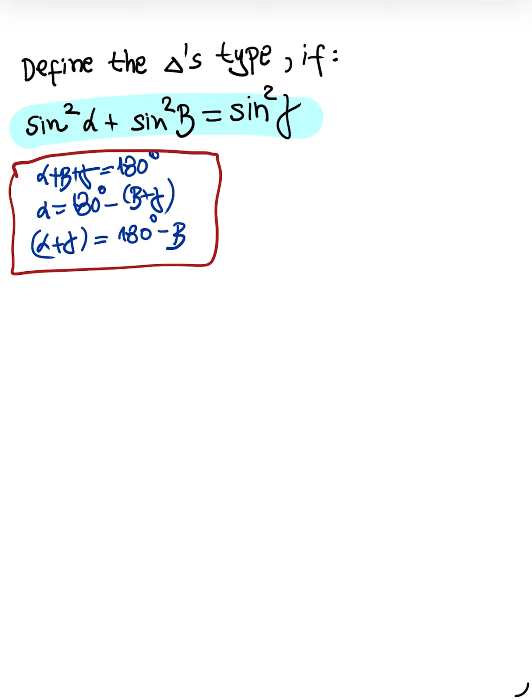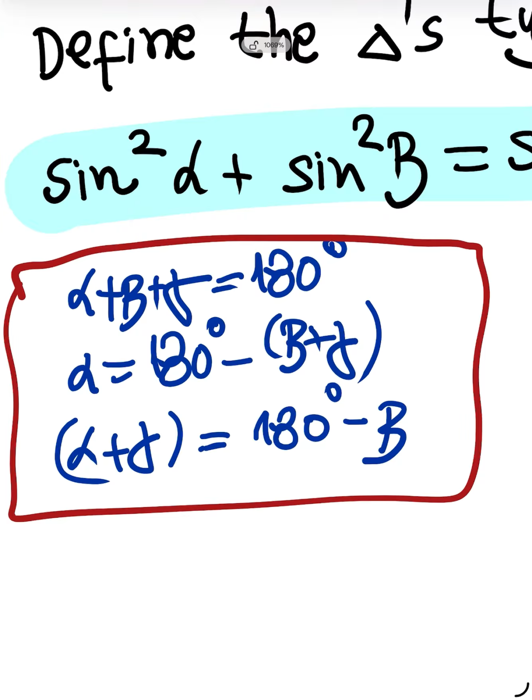The things that we should know are the main properties in a triangle. The first is that the angles in it add up to 180 degrees, which is written right here. The second is that if we want to present one angle, we can do it as 180 degrees minus the sum of the other two angles. And if we want to represent two of the angles, we just subtract the third angle from 180 degrees.